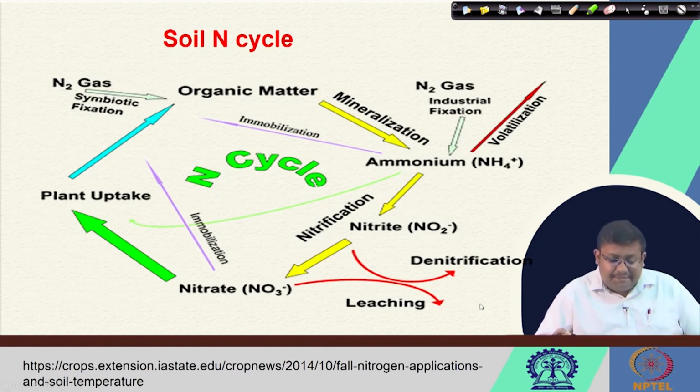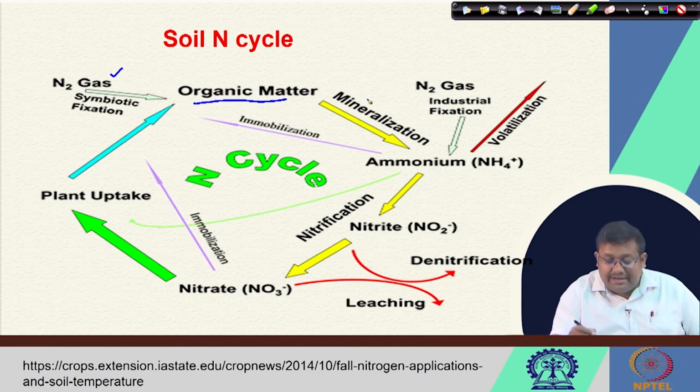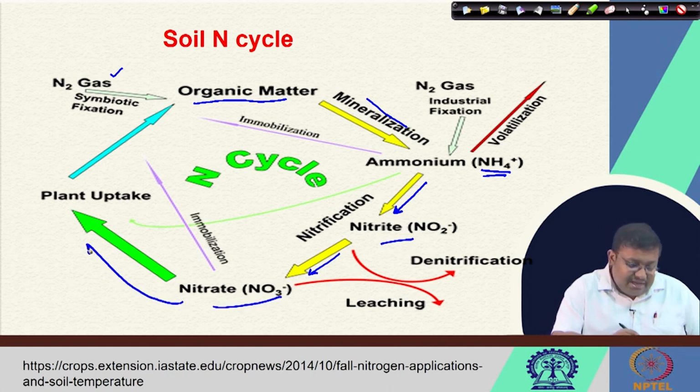And this is a snapshot of the soil nitrogen cycle. You can see we have already discussed all these things. The nitrogen gas goes through the symbiotic nitrogen fixation, ultimately goes to organic matter, and this organic matter will be mineralized to form this ammonium ion. These ammonium ions will go through the nitrification process, ultimately producing nitrite and nitrate. This nitrate will be taken up by the plant, and when the plant dies it goes to the organic matter pool also.